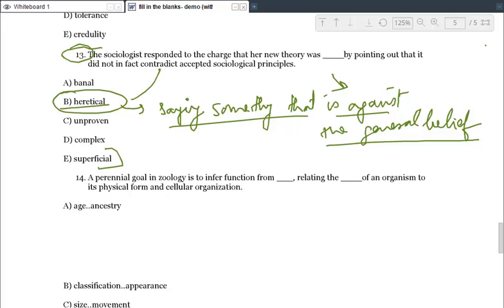Now, does the word heretical fit here or not? The sociologist responded to the charge that her new theory was heretical. What was the charge? I shouldn't have to explain this word to you. The sociologist responded to the charge that her new theory was heretical by pointing out that it did not, in fact, contradict. That means people believed that it contradicted. If the sociologist is responding by saying that, people please don't mark the answer yet. If the sociologist is saying that his theories do not contradict, that means people must have believed that his theories contradict, right?